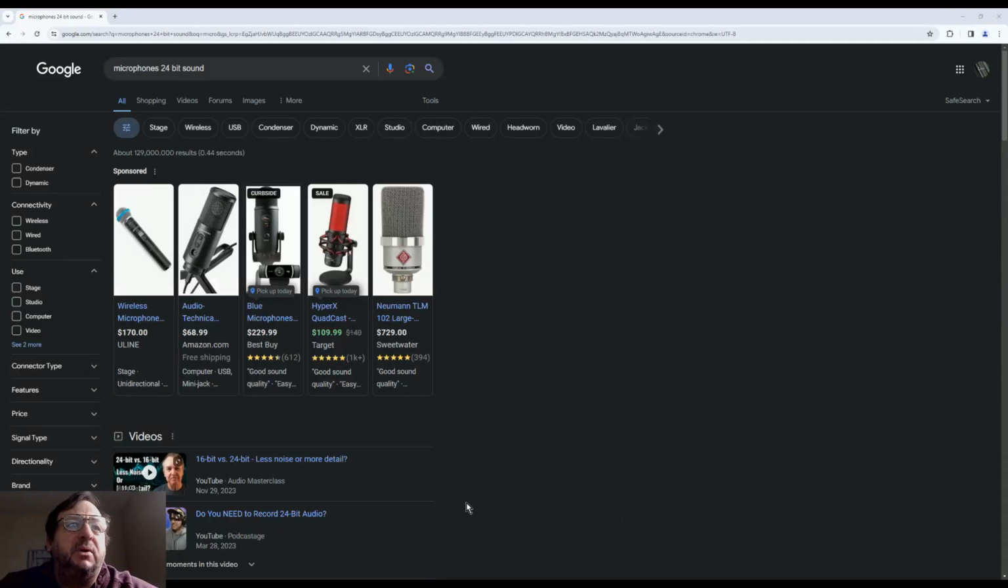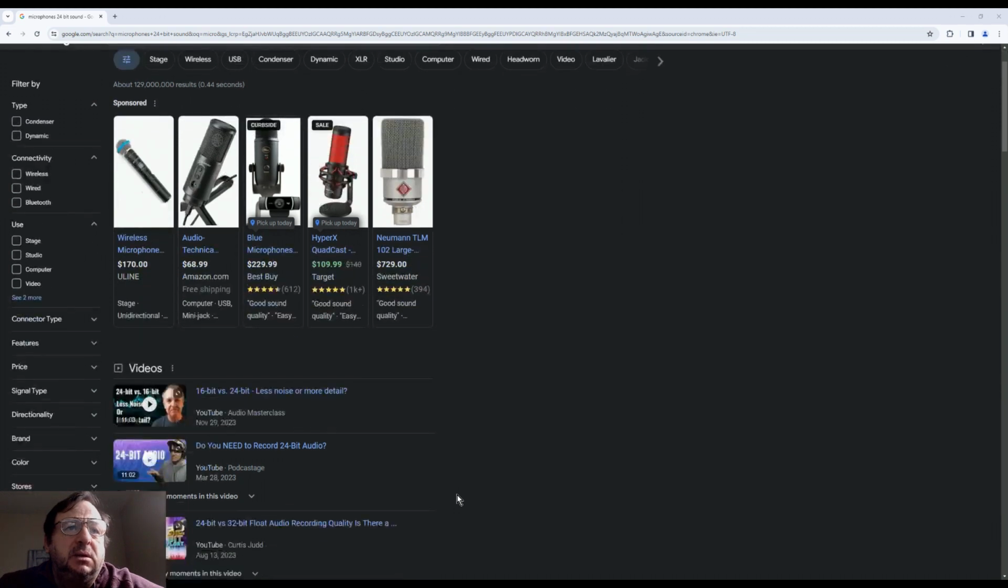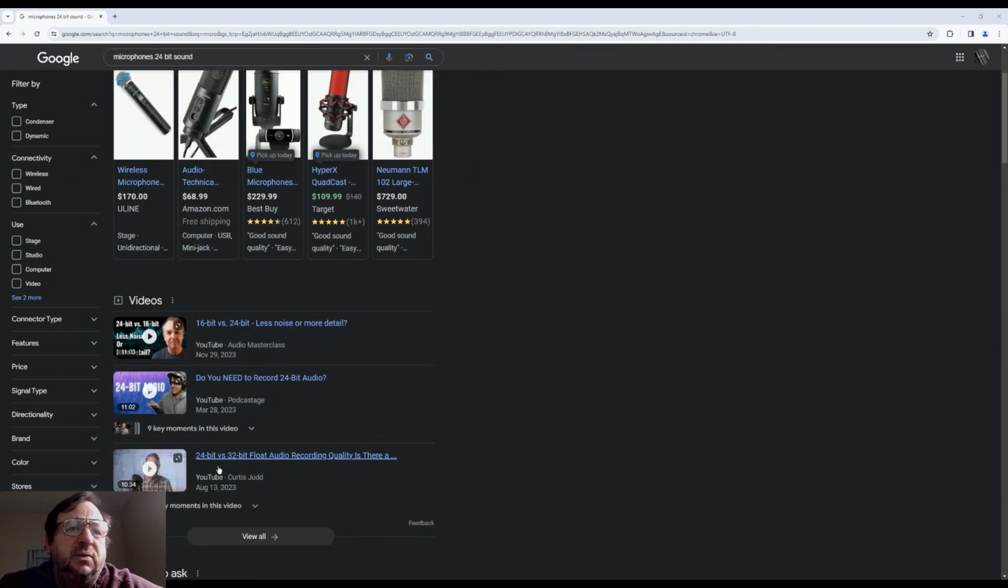Okay, a few words about microphones. So basically, there are different kinds of microphones in terms of frequency, in terms of connection, and in terms of bits. Like this one. Suppose you see 16 bit versus 24 bit, 24 bit versus 32 bit.